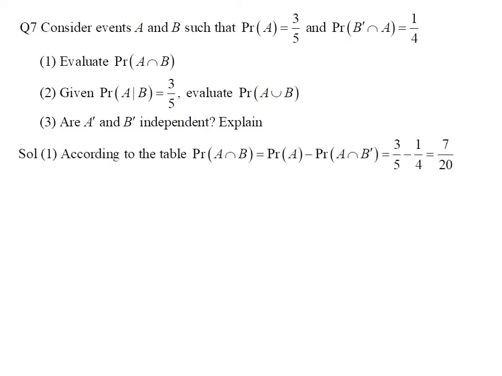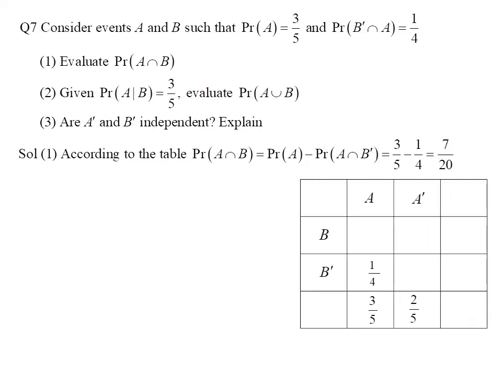For the first question, since the probability of event A is equal to the probability of event A intersect event B plus the probability of event A intersect event not B, the probability of event A intersect event B equals 7 over 20. We draw a probability table, sometimes called a Karnaugh map, and fill in all the given information in the table.